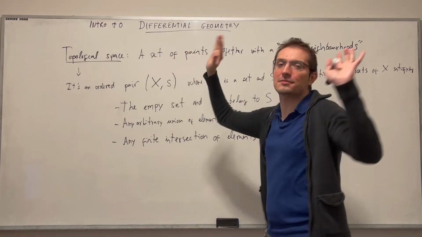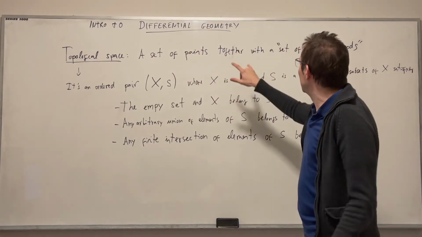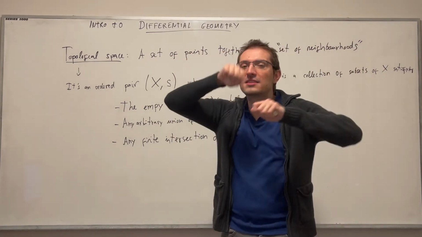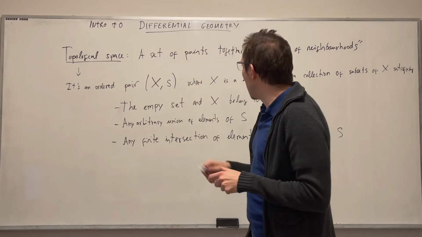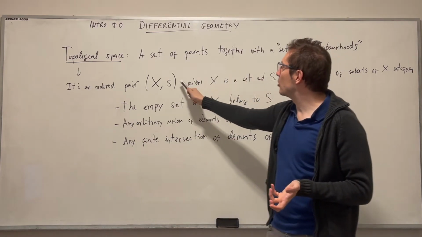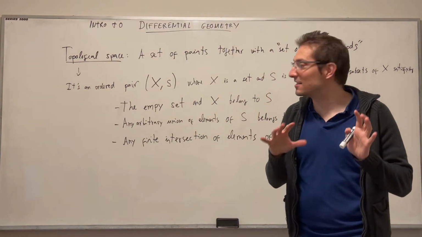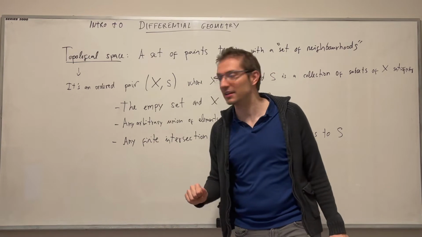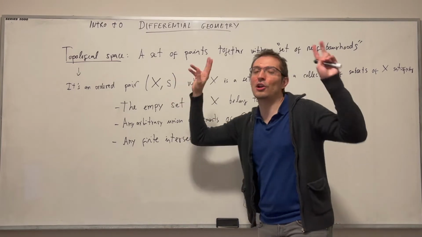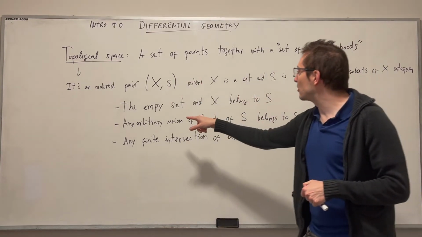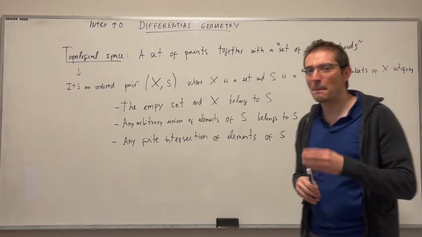It's a set of points, right? It's a set, and I call every element of the set a point, together with a set of neighborhoods, ways of making groups of those points. More specifically, X is a set, and I call S a collection of subsets of X, and for that collection of subsets I demand that three axioms be satisfied. The empty set and the whole set have to be part of this collection of subsets. Any arbitrary union of elements of S belongs to S as well, and any finite intersection of elements of S belongs to S as well.